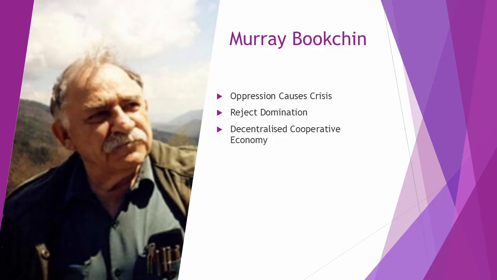Murray Bookchin's view on society is that only egalitarian, communal societies can achieve ecological harmony. Murray Bookchin's view on the state is that hierarchical state power must be dismantled and replaced with local ecological governance.